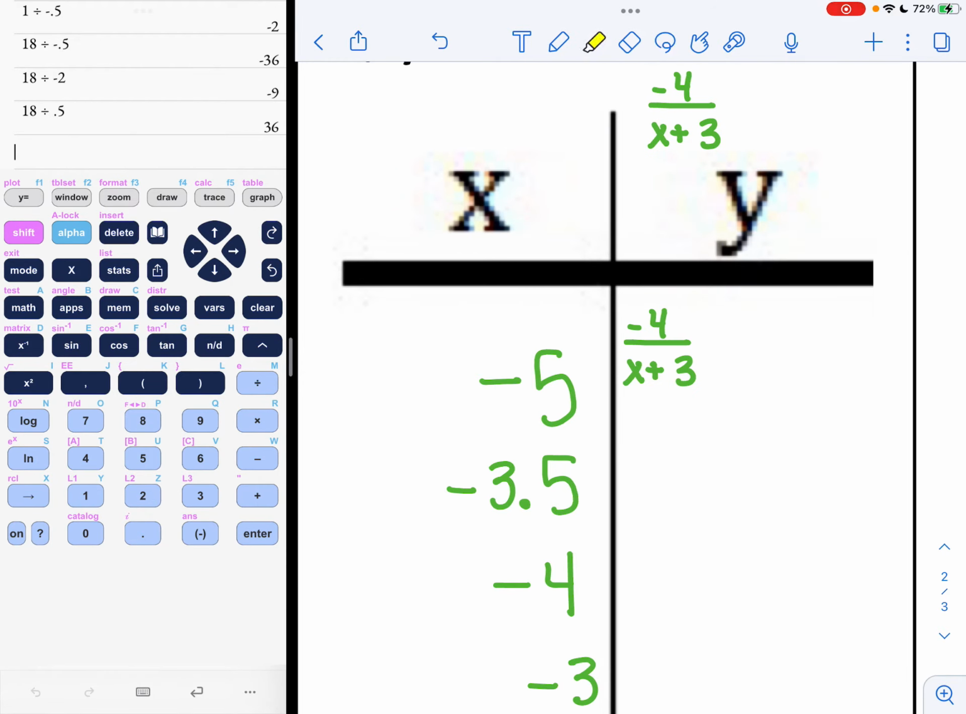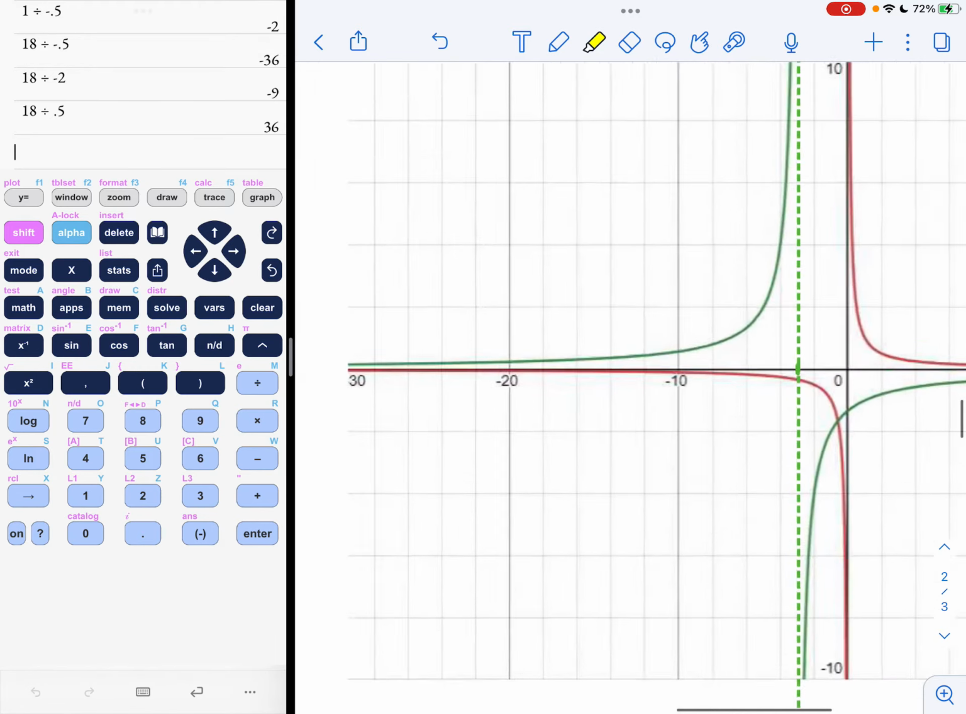So it might be a little more difficult this time. I'm just going to erase my x, put in negative 5, and what's that going to be? That's going to be negative 4 over negative 2, so negative 2. So if we look, sure enough, we better have a point at negative 5 and negative 2.